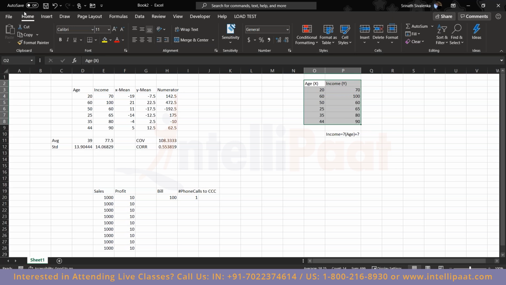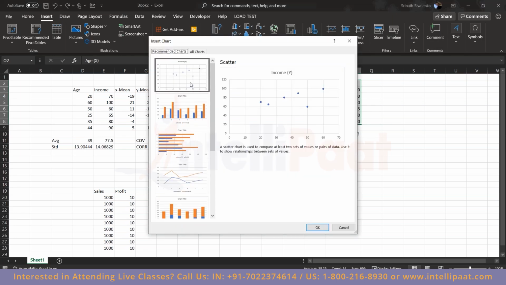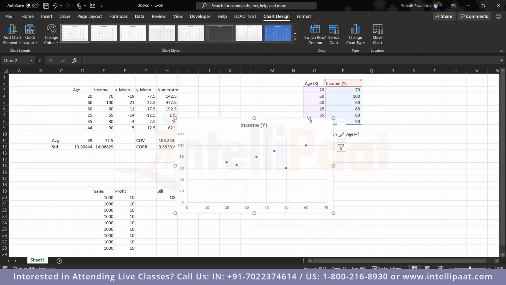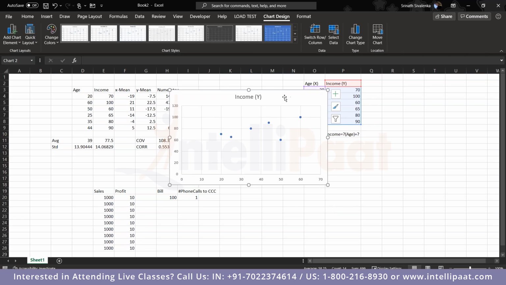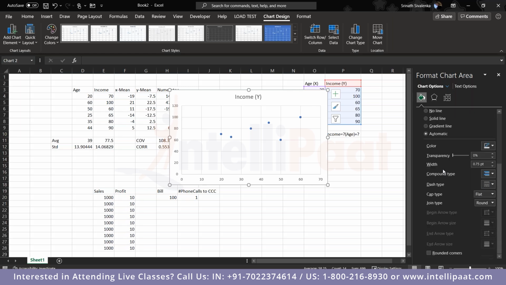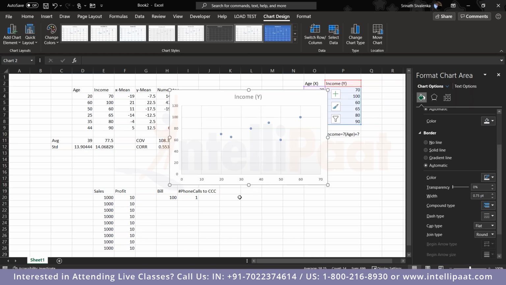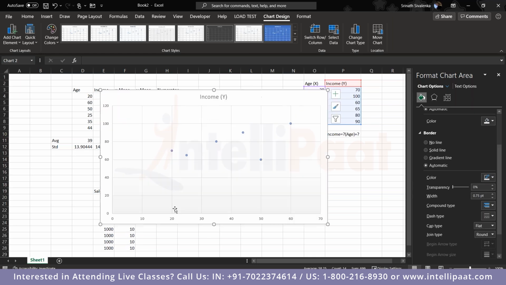Let's go to home and go to insert. Let's insert a chart. This is a simple chart that you see here. I don't know why this doesn't have x-axis and y-axis elements, but that's okay. Let's actually quickly do it.